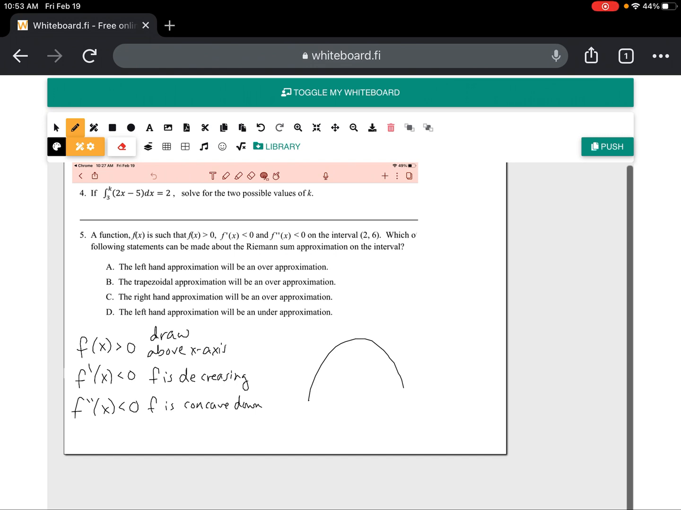The second requirement is that f is decreasing. So that's just this part right here. So I'm going to erase the left-hand side to get rid of the increasing half of a concave down graph. And the last thing is that f of x is above the x-axis, so I'm going to draw an x-axis below it. Okay, this goes from 2 to 6.